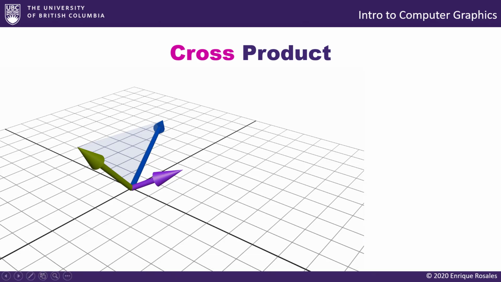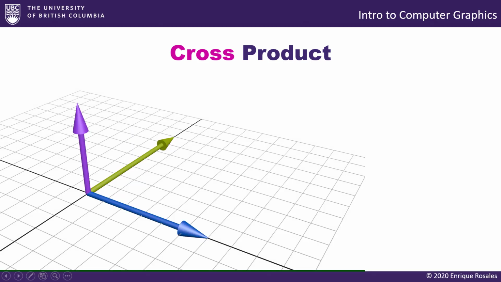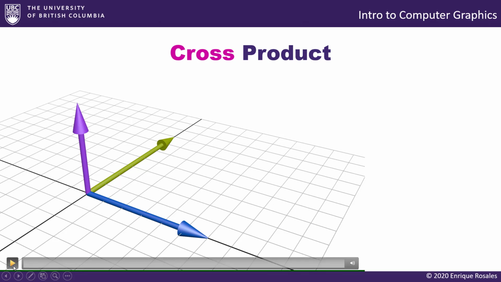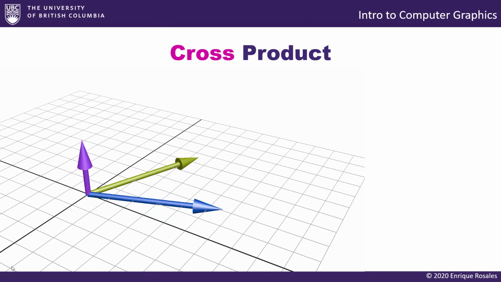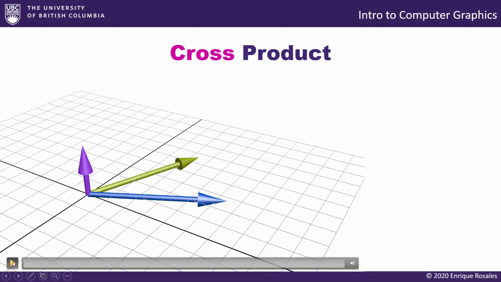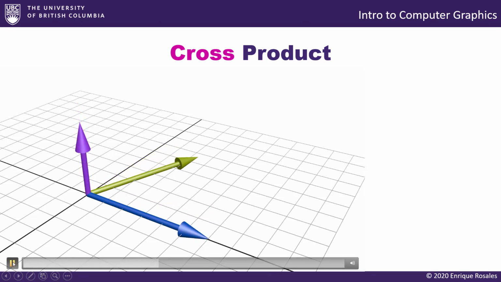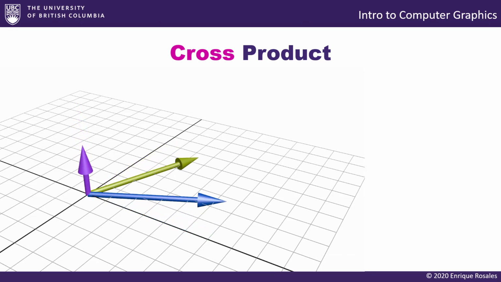So let's try it now, restricting the cross product to a pair of vectors that are on the xy plane. If the two vectors are restricted to the xy plane, as you can see, the direction of the resulting vector is not changing, but what is changing is its magnitude.